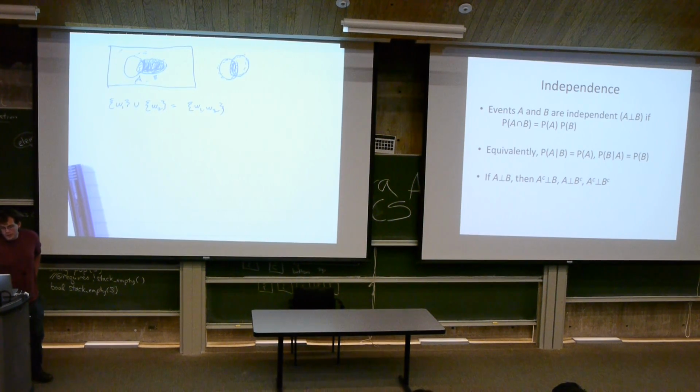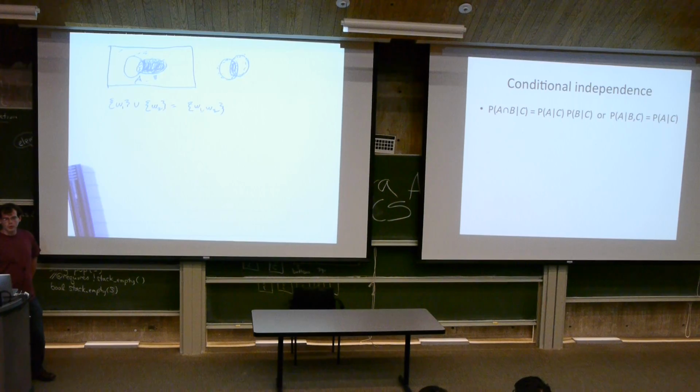Okay, independence. This is an important concept. Two events are independent, which we can write that way, if the probability of both of them happening is equal to the product of the probabilities of either of them happening. You can equivalently talk about that in terms of conditionals. If the probability of A is the same thing as the probability of A if you know B also happened, so B doesn't give you any extra information about whether A happened, then they're independent. And if two events are independent, then if you complement either of them, it's still true.